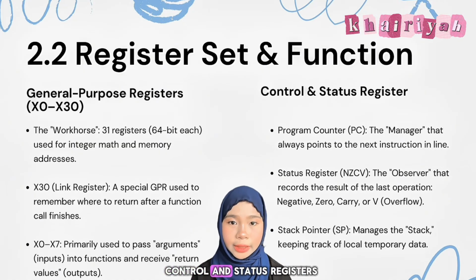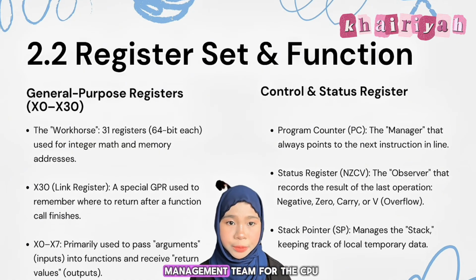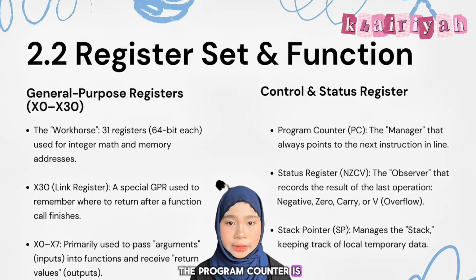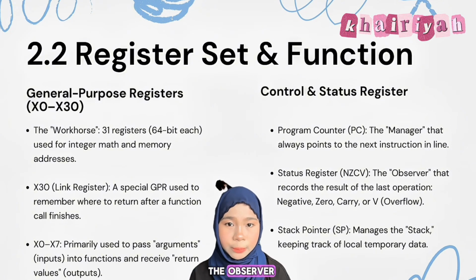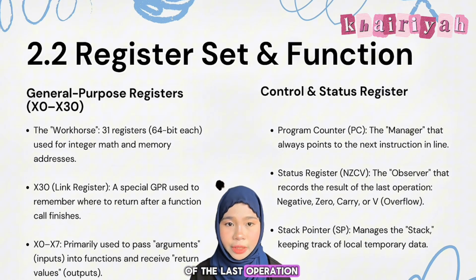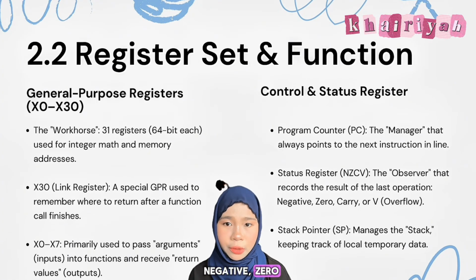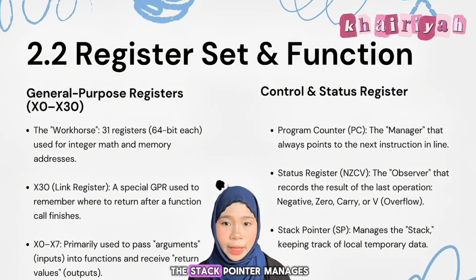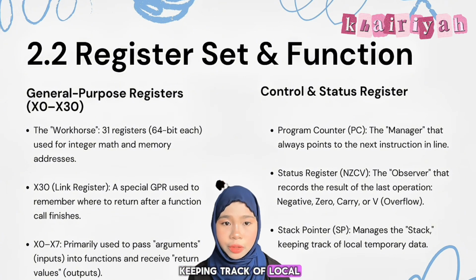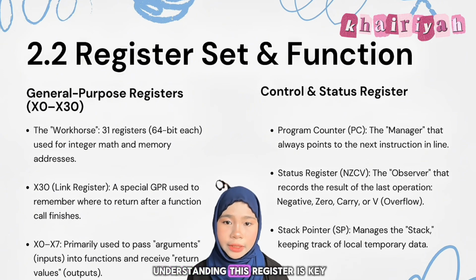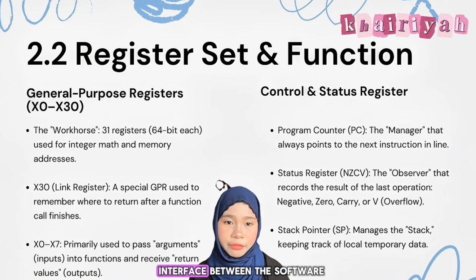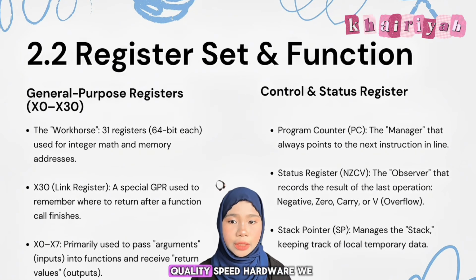Finally, we have the control and status registers, which act as the management team for the CPU. The program counter is the manager. It always points to the very next instruction in line. The status register is the observer. It records the result of the last operation, noting if it was negative, zero, had a carry, or an overflow. The stack pointer manages the stack, keeping track of local temporary data so nothing gets lost during complex operations. Understanding these registers is key because they are the interface between the software instructions and the high-speed hardware we discussed earlier.